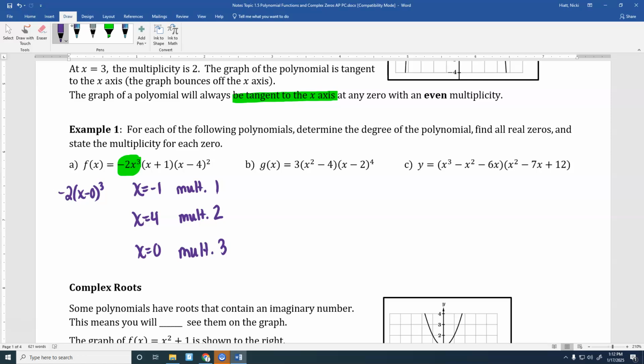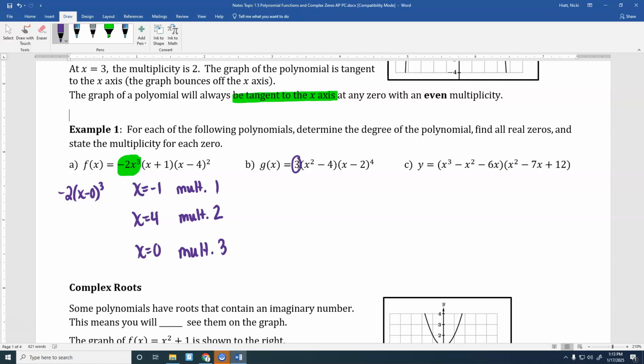I think we've got time to do B. For g of x equals 3 times x squared minus 4 times x minus 2 to the fourth, first of all, this just has a 3 right here. Are we going to have an x equals 0 here for this one? That 3 does not have a variable with it, right? So it changes the graph, whether it looks stretched out, tall, or short, but it does not give you any zeros. So you don't find anything there.